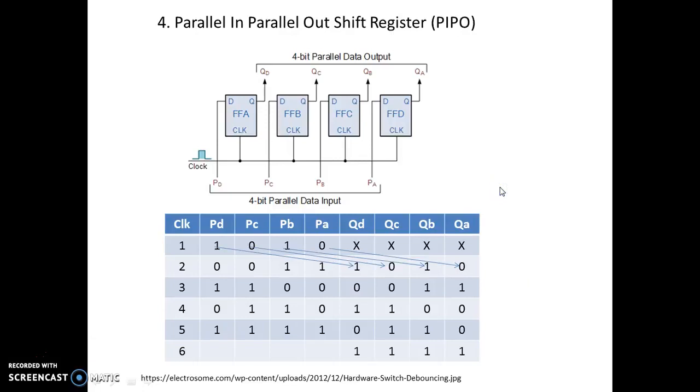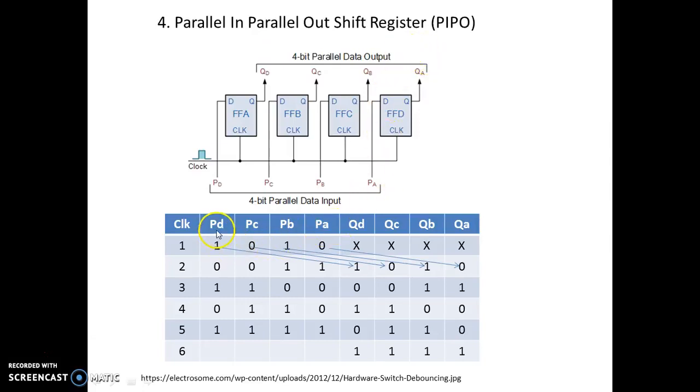The next one is the parallel in parallel out shift register. This is the simplest register, where 4 flip-flops are just kept in parallel fashion. There is no interconnection between them. The only common signal is the clock. So when the clock is given, the input of each flip-flop goes to the output separately, D to Q independently. This means 4 bits are inputted at the same time, and we get the 4 bit data at the output at the same time.